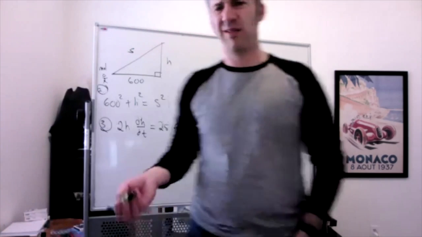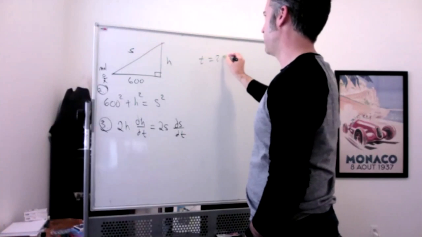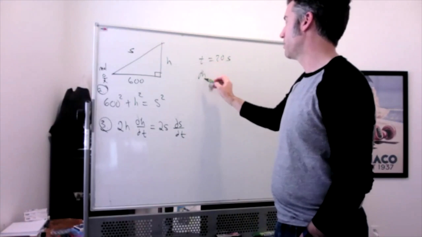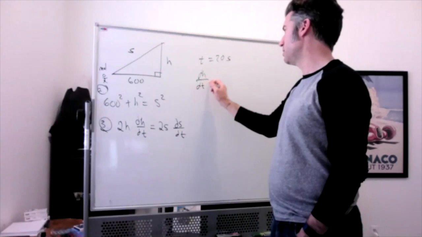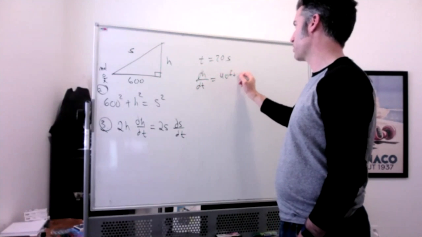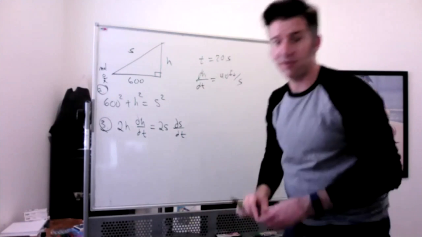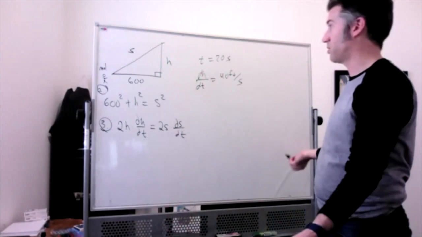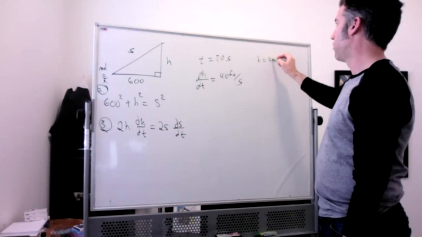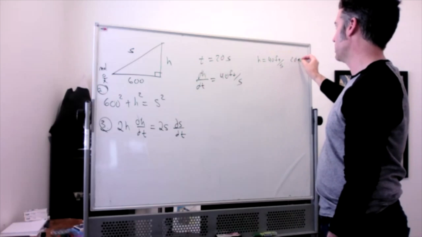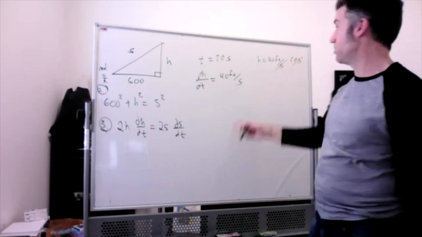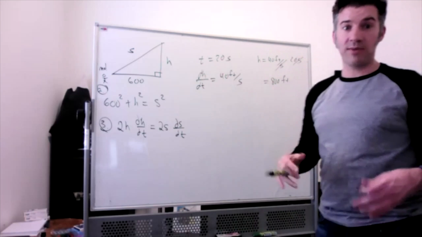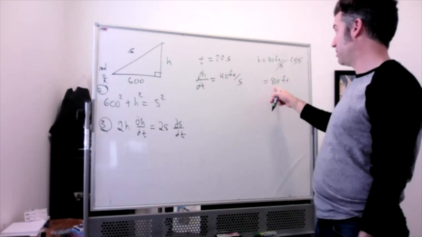But where am I going to plug in that time is equal to 20 seconds? Well, I'm not. I'm going to use the fact that dh/dt is equal to 40 feet per second. If the rocket's going 40 feet per second and it's 20 seconds after blast off, the rocket's going to have gone 40 feet per second times 20 seconds. The seconds cancel and you get 40 times 20, which is 800 feet. So at the moment of interest, the height is 800.